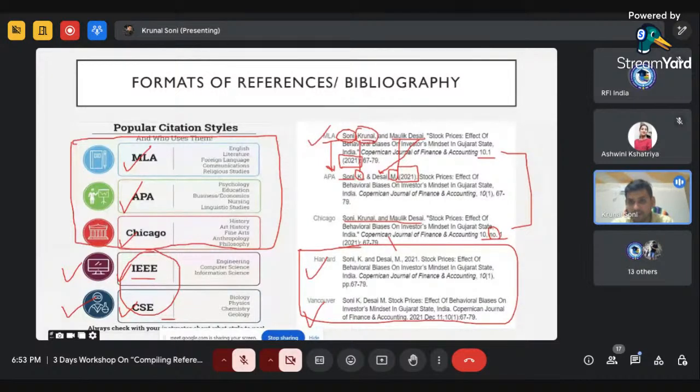While in APA, the volume is 10 and the issue is always written in brackets. Can you see this? And over here in MLA and Chicago, we put a colon, while in APA, we just put a comma. Can you notice this? Yes, sir. Right. So these are the differences between different types of referencing and bibliography that we have to see.